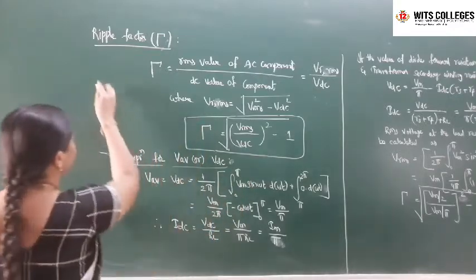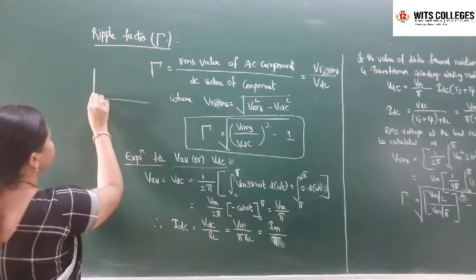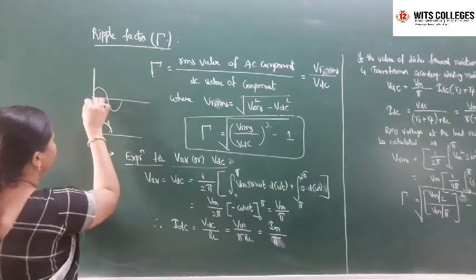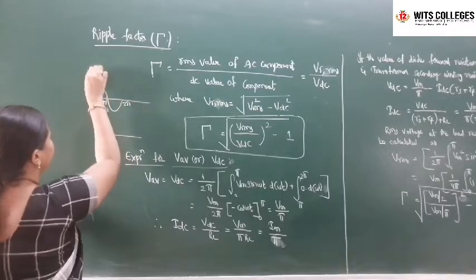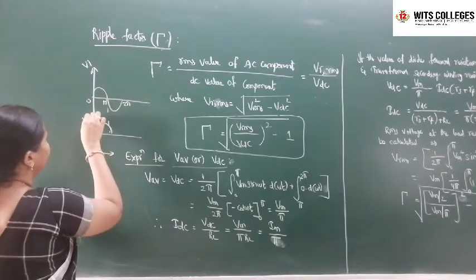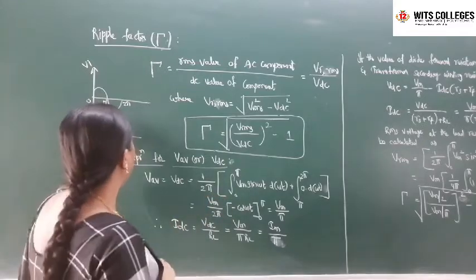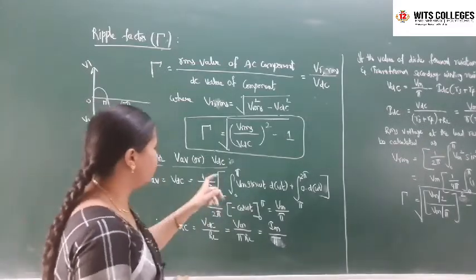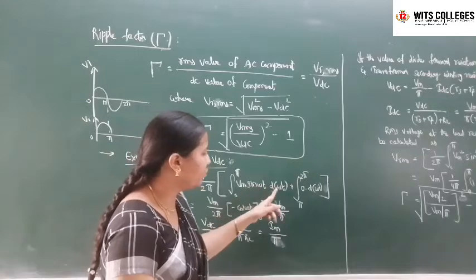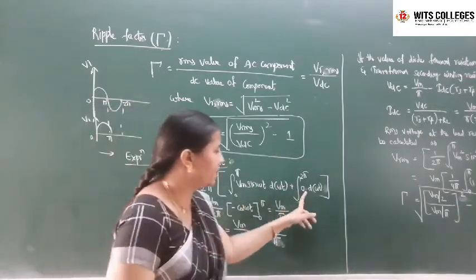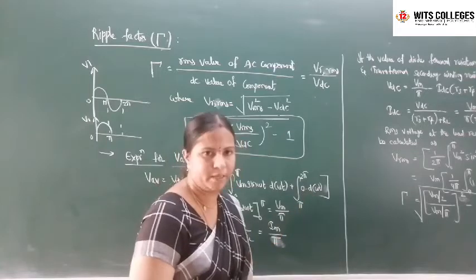So what is the output of the half wave rectifier? This is the input. What is the output you are getting? This is from 0 to pi. This is the input voltage and this is the output of the half wave rectifier. From 0 to pi only you are getting the current, you are getting the output. That means Vm sin omega t into d omega t. From pi to 2 pi there is no output. That means you are taking 0 into d omega t.